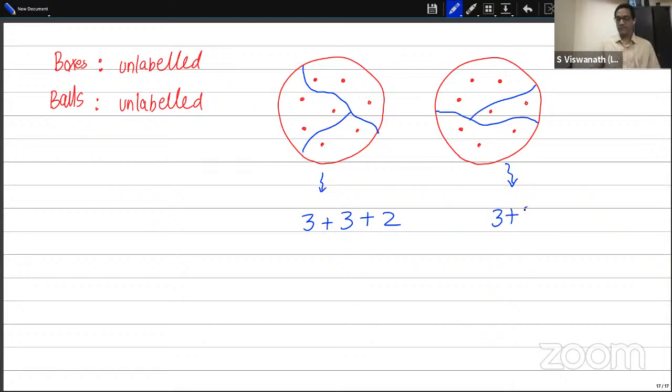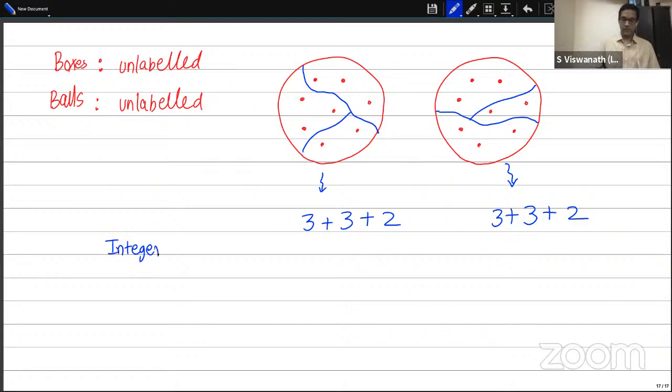And this is the same guy, right? It's just that I have a different set of 3 balls that have been put into the boxes, but I don't want to distinguish between those. So both are really the same. They're both 3 plus 3 plus 2. Okay? And these are what are called integer partitions.